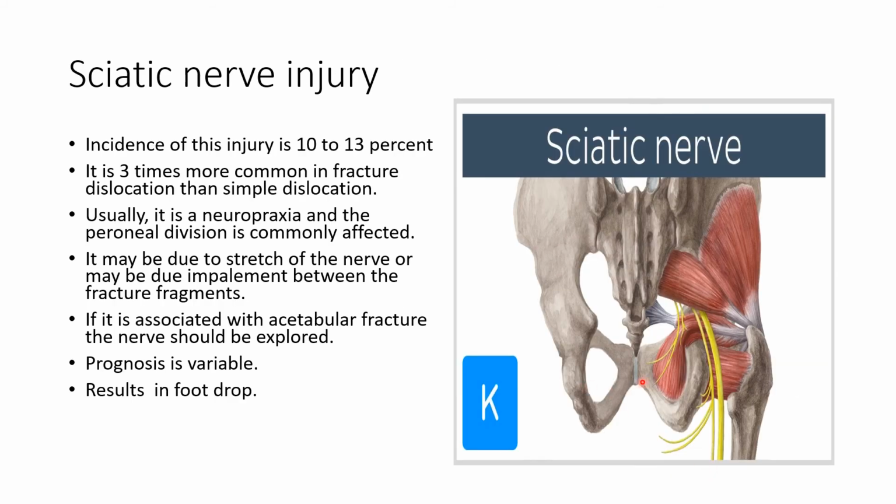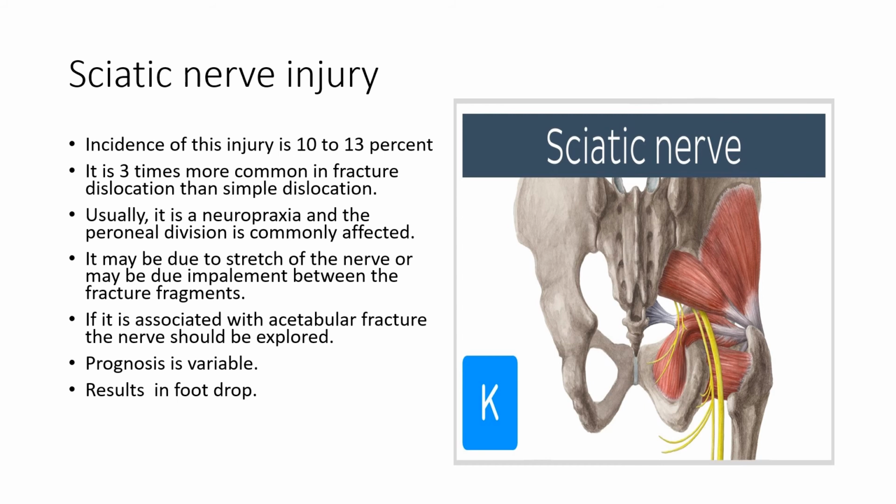There can be a sciatic nerve injury. It is an emergency if it happens. Incidence of this injury is 10 to 13%. It is 3 times more common in fracture dislocation than simple dislocation. Usually it is a neuropraxia and the peroneal division is commonly affected, which results in a foot drop. It may be due to stretch of the nerve or may be due to impalement between the fracture fragments.